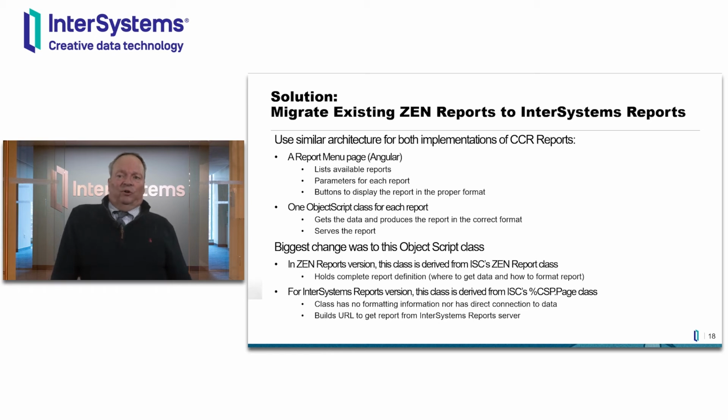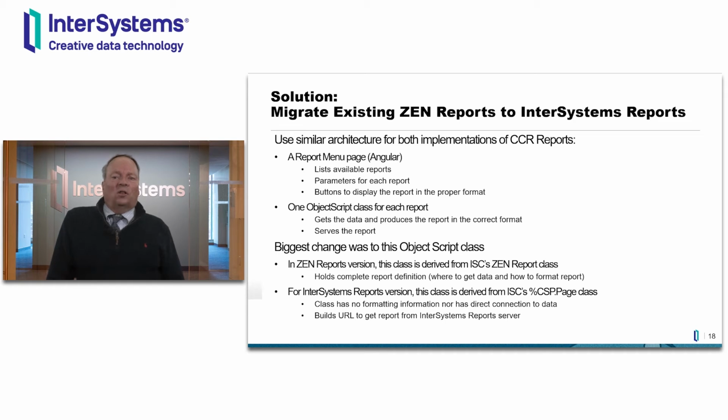In the pre-migration version, this link pointed to a Zen report. Post-migration, this link points to the new Reports CSP page we described previously. So the Reports CSP page replaces the Zen report in our architecture. That CSP page is the one we already highlighted to handle security issues.